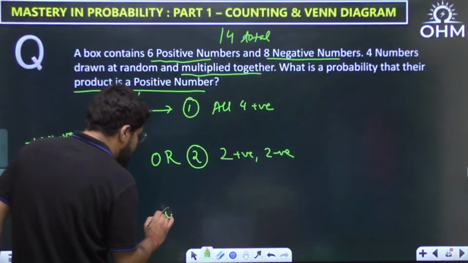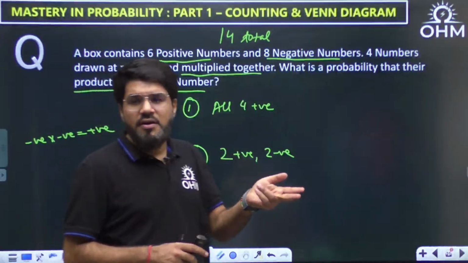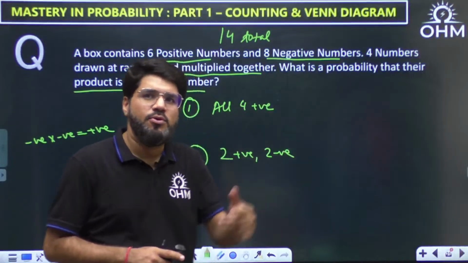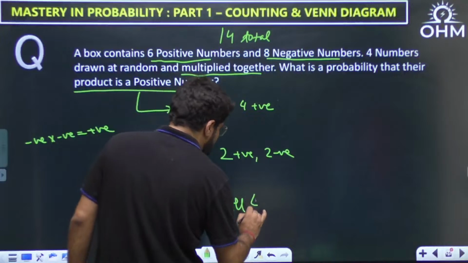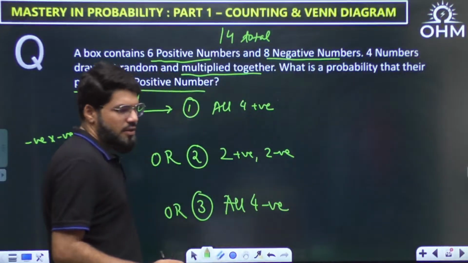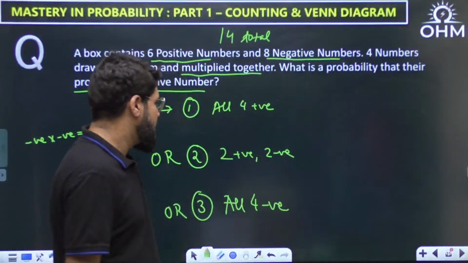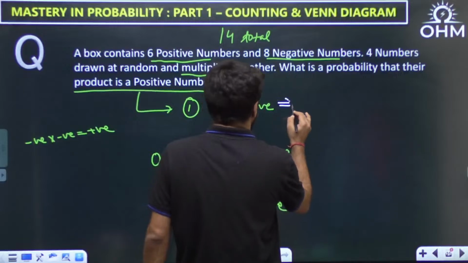Similarly, there comes one more chance, two more negative. Two pairs, each pair of negative numbers multiplied will produce a positive number. So the next possibility can be two more negative, that makes all four negative actually. All four negative is also one of the valid cases. Chalo, so now, what are the probabilities?